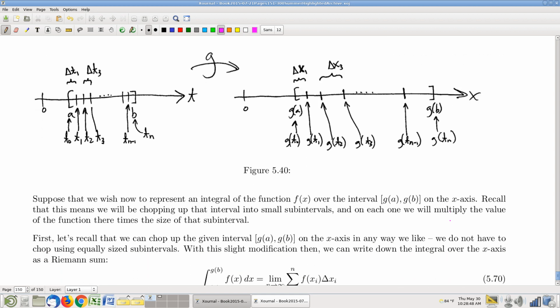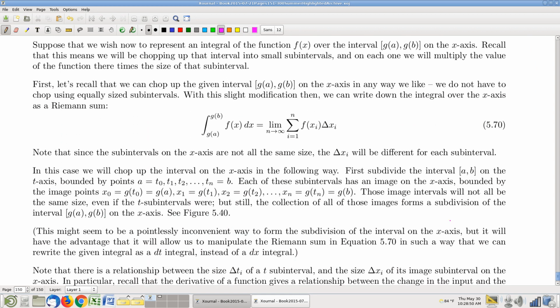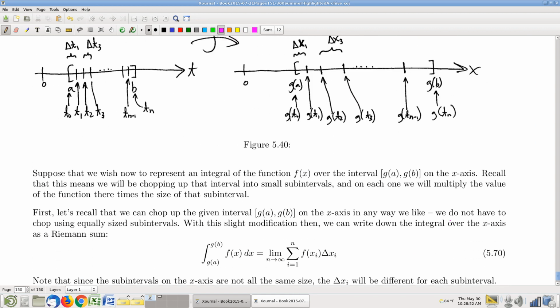Okay. All right. So what we're going to do now is consider an integral on this domain over here. Integral from g of a to g of b. This is on the x-axis, you notice. So, integral of f of x dx.